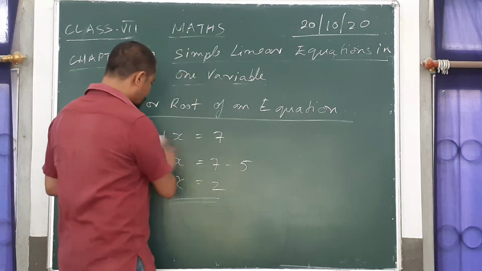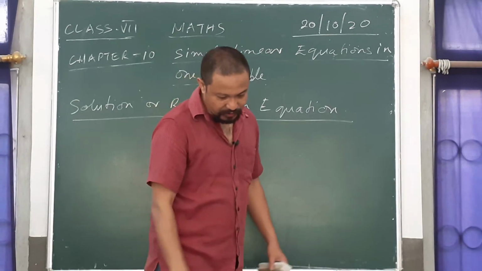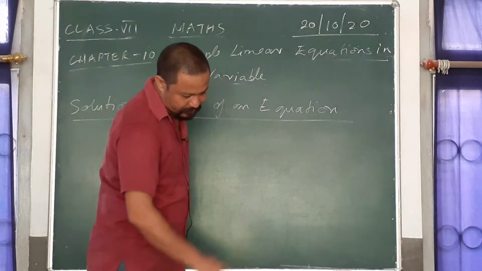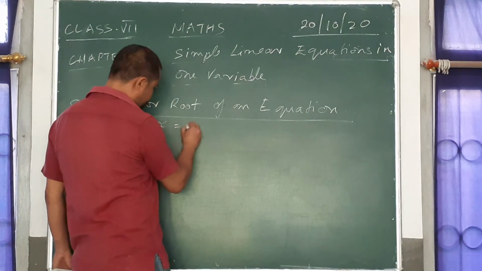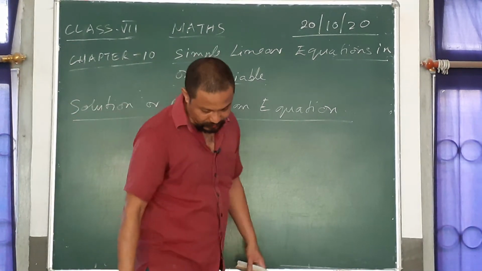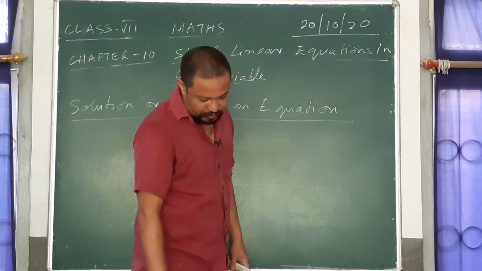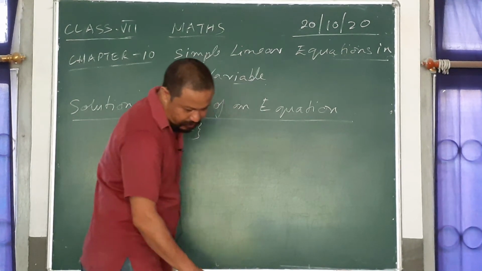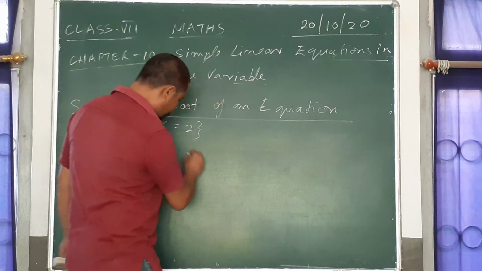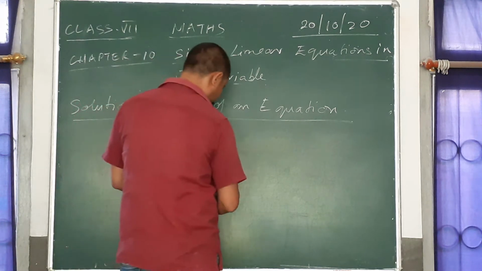Okay, let's go to another example. It states, if you want to check whether x equals 2 is a root of the equation, let's say x is given as 2. So we want to find out whether it's true or not. It says if you want to check whether x is equal to 2 is the root of the equation 4x plus 3 is equal to 11, you want to check whether it's true or not.